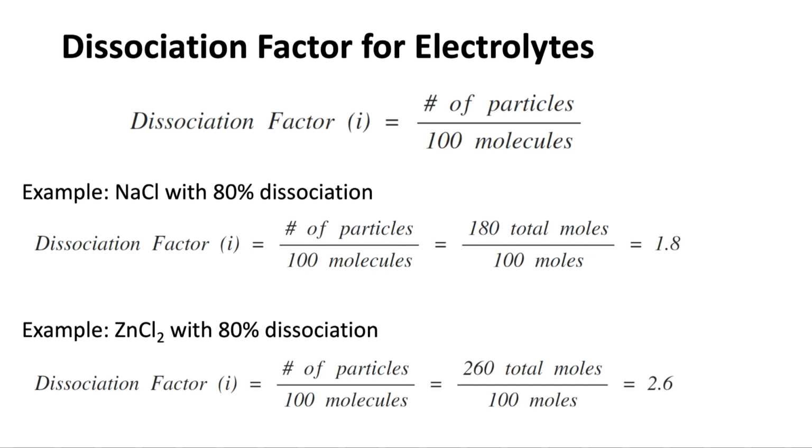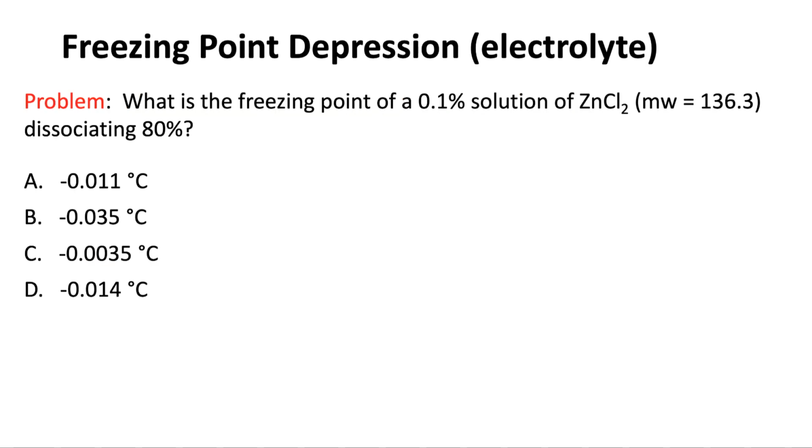So non-electrolytes equal 1. If it's an electrolyte, then this is how we calculate I, and we do have to factor in the percent dissociation to be able to calculate that correctly. So let's now apply that to some specific questions.